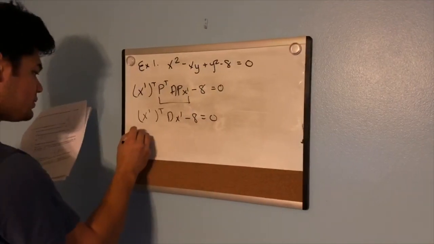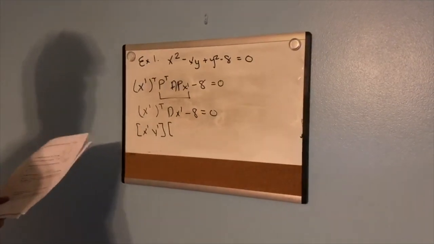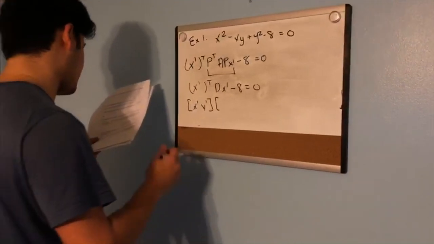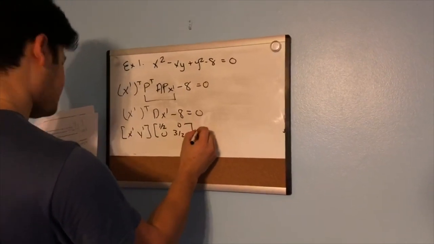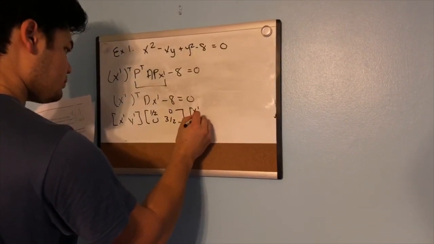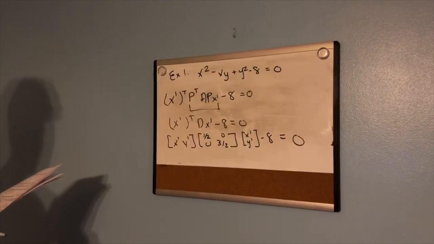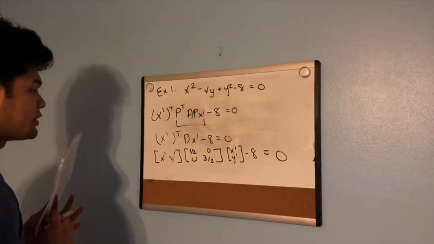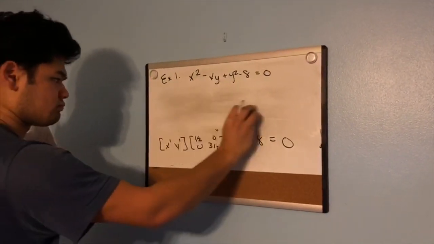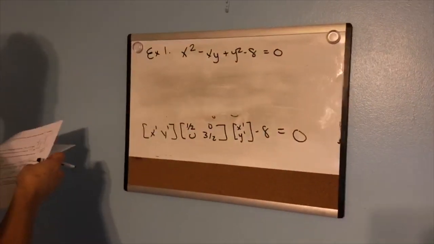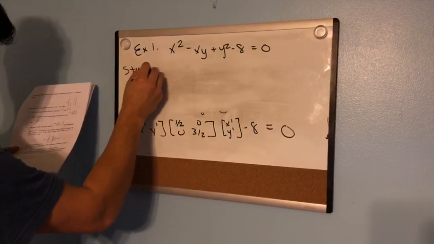And then we can simplify this into matrix form given x prime y prime, and D is just the diagonal matrix of the eigenvalues, which is just, as we said before, 1/2 and 3/2. And then we can multiply everything through and obtain the new equation. Once you multiply everything through, you're going to get the standard form.